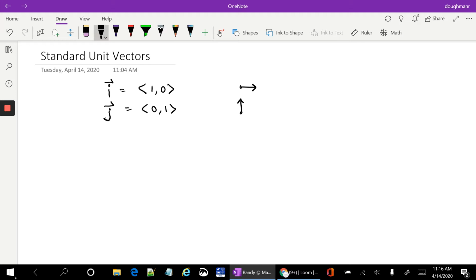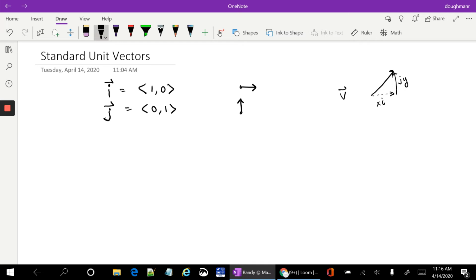So that means that every vector can be made up of the components of i, whatever the x direction distance is, and j, whatever the y length is. And we call those the components or the standard components.